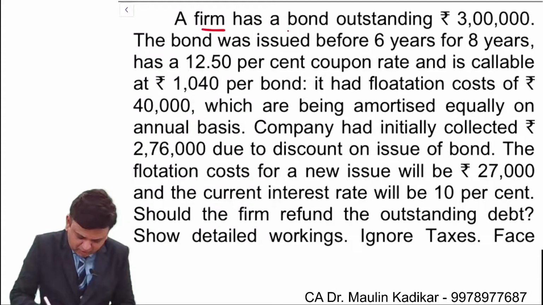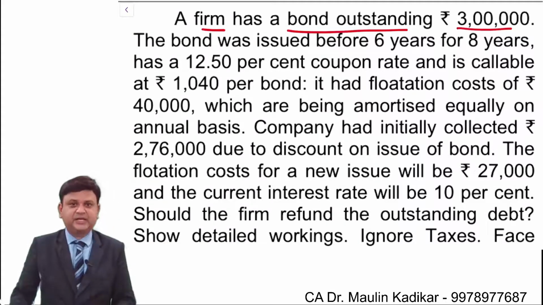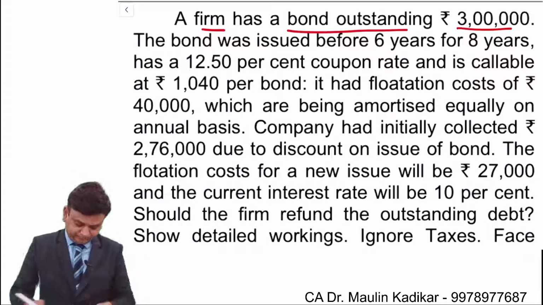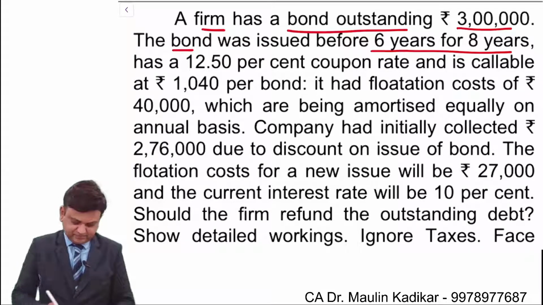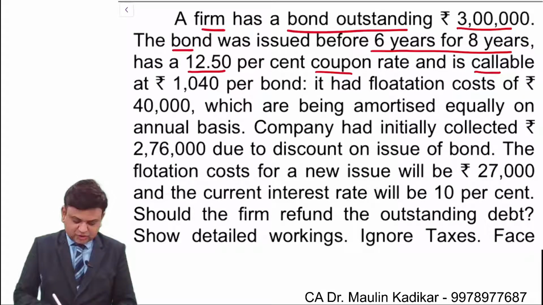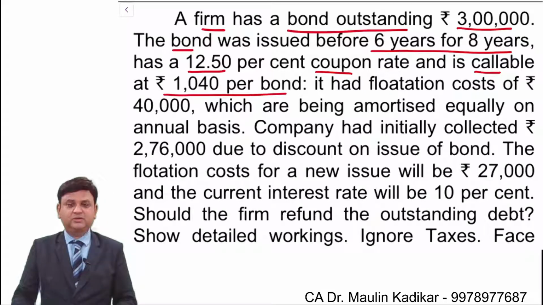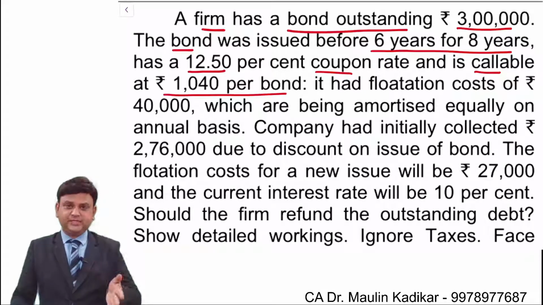A firm has a bond outstanding, an amount of 3 lakhs. Outstanding means it is currently issued. The bond was issued 6 years ago for 8 years. It has a 12.5% coupon rate, that is the rate of interest, and is callable at 1040 per bond. Means its call price is 1040.